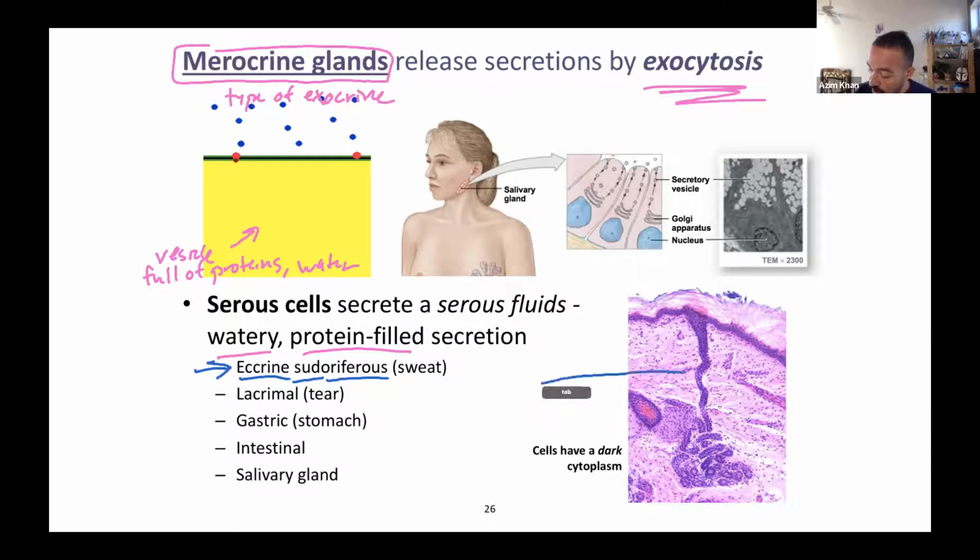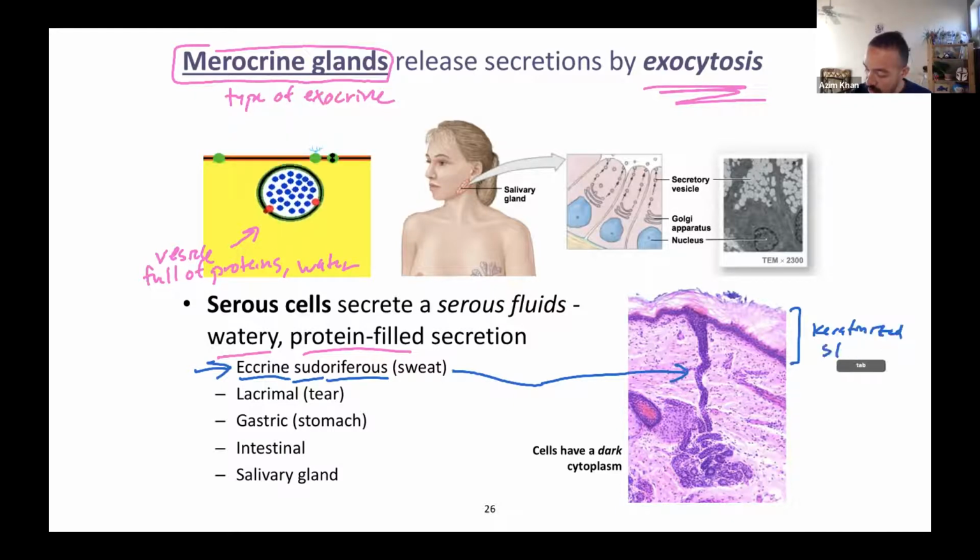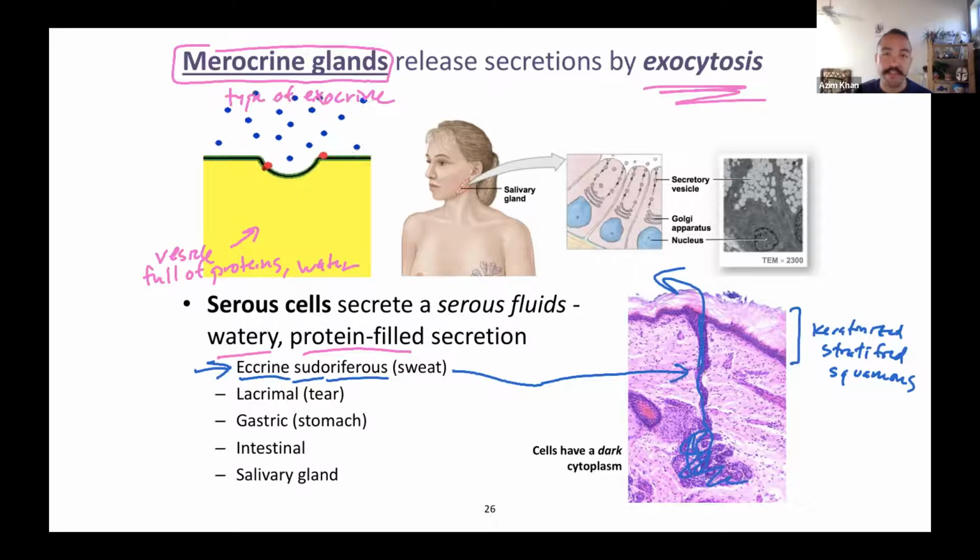You can see here, this is actually an Exocrine pseudoriferous gland. You can see the keratinized stratified squamous cells of skin. And then what this dark coiled tube, that's the gland. That's the Exocrine pseudoriferous gland. So you'd secrete sweat to the surface of the skin for the purposes of cooling you down, among other things, but that's a main thing. Sweat is watery. It is full of other things, including ions. Sometimes you'll find proteins, but mostly water and ions.